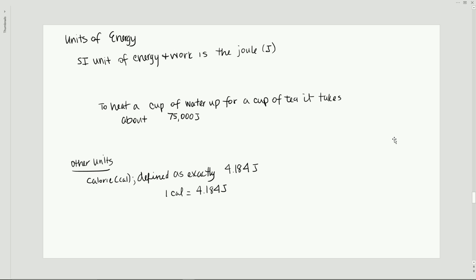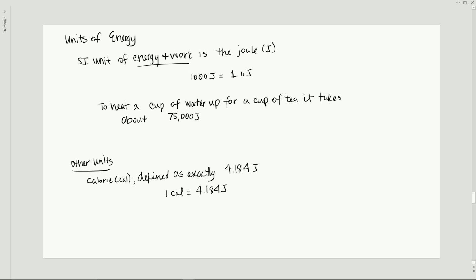So the unit for energy is the joule. That is the SI unit for energy and work. A joule is symbolized by a capital J. And the joule is actually kind of a small unit of energy, so a lot of times you'll get numbers for energy or work in kilojoules. You'll need to remember that 1,000 joules is equal to 1 kilojoule.